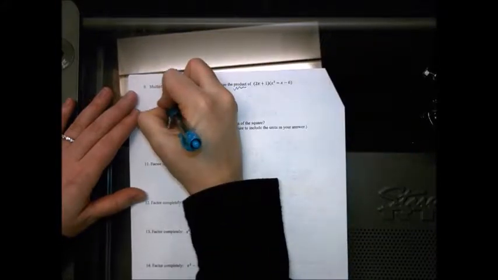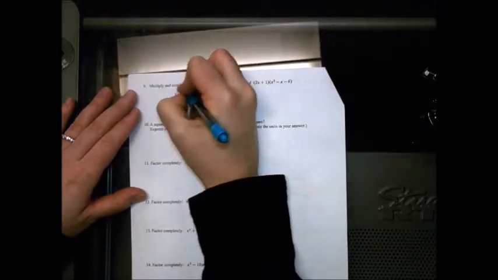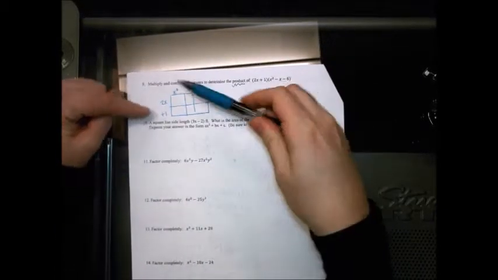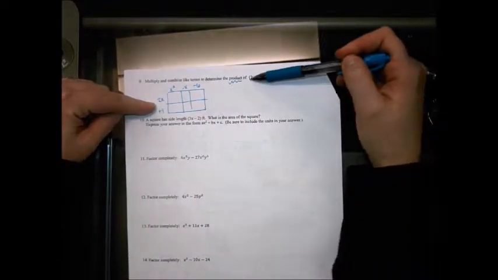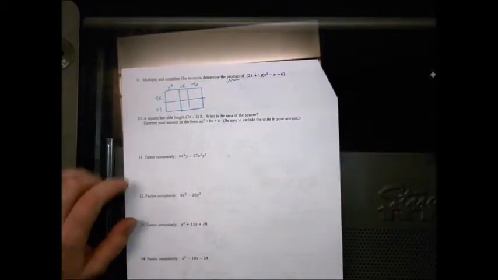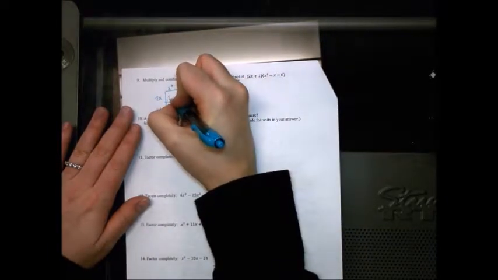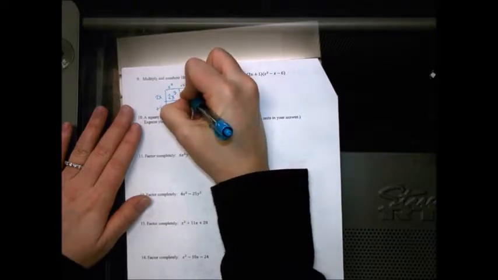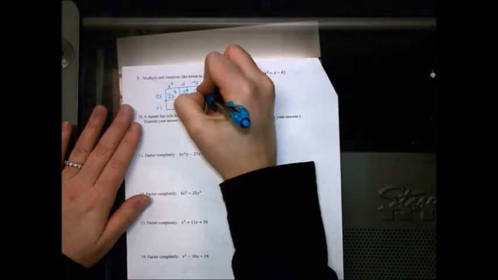Okay, so I'm going to multiply my base of 2x plus 1 times my height of x squared minus x minus 6. And remember, multiplication is commutative, so you can put this as my height and this as my base, and that's fine as well. And that's what I've shown on the left. So 2x times x squared is 2x cubed. Negative x times 2x is negative 2x squared. 2x times negative 6 is negative 12x.